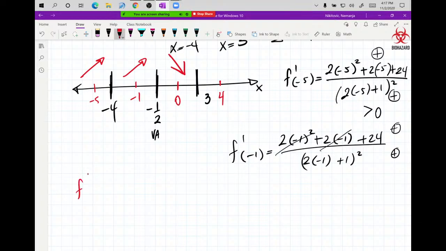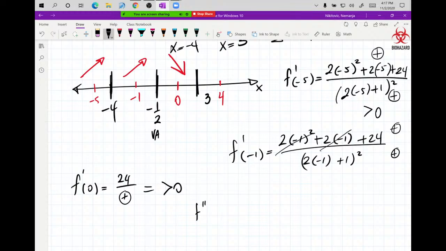So now f prime at 0 is 24 over some positive number. We know that that's 1, but whatever. So positive divided by positive is positive, larger than 0.